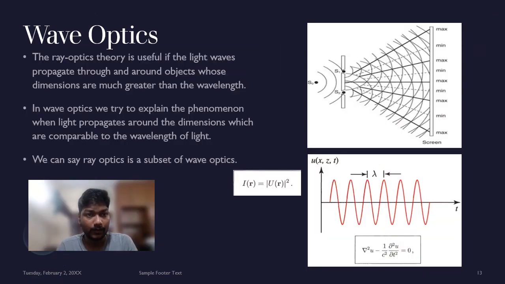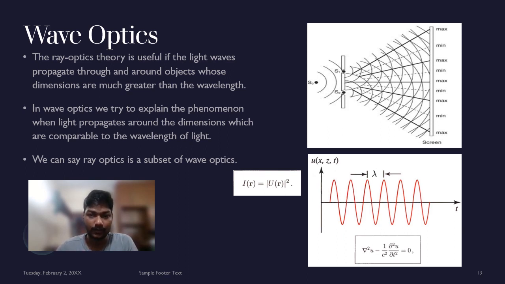So this is the beginning of our second unit, which is wave optics. The ray optics theory is useful if the light waves propagate through and around objects whose dimensions are much greater than the wavelength. So in the beginning, we studied that this is the condition for ray optics to be applicable. In wave optics, we try to explain the phenomena when light propagates around a dimension which is comparable to the wavelength of the light, meaning when light propagates around sharp edges or different molecules which are comparable to the wavelength of light. So how does the light behave? In that case, we cannot apply ray optics. So you can say that ray optics is a subset of wave optics.